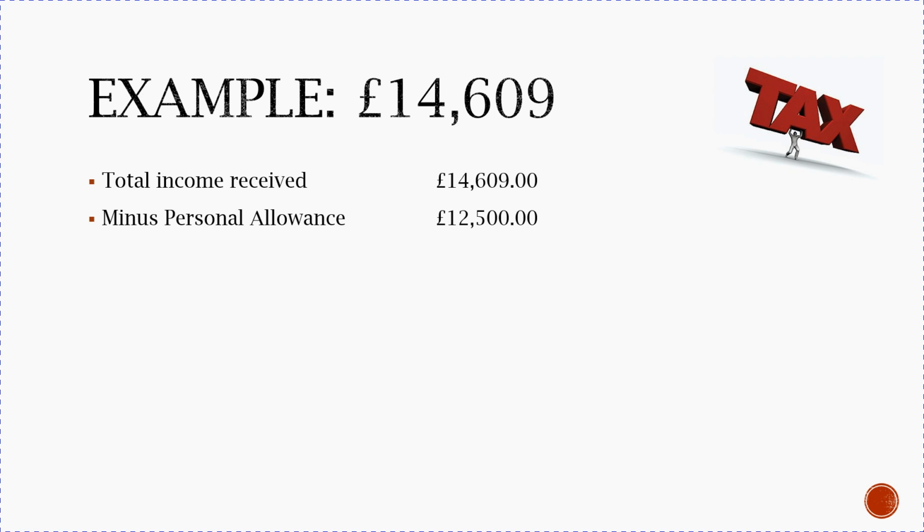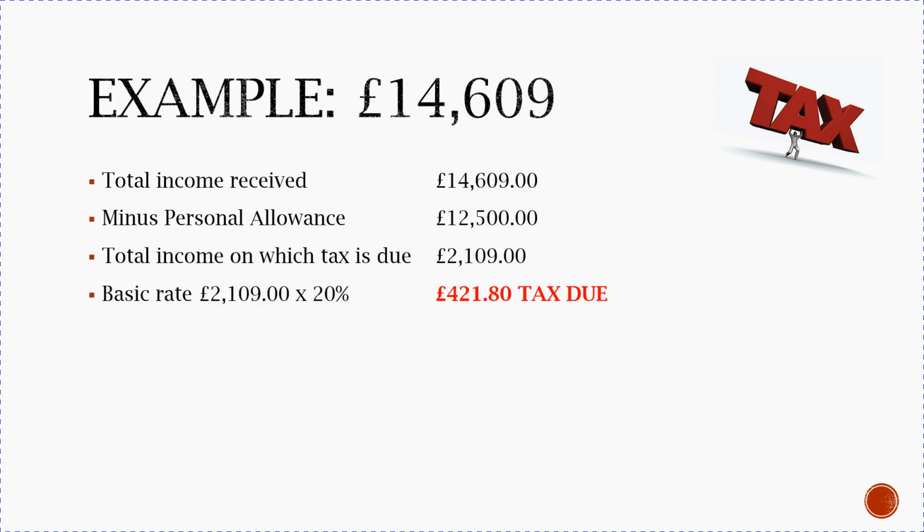So let's just look at a worked example where, for example, we've earned £14,609. So this is what we've earned. In terms of the tax, on your first £12,500, there's no tax to pay. The difference is £2,109. There's income tax to pay on that amount, and that would be at 20%. So the tax due would be £421.80.